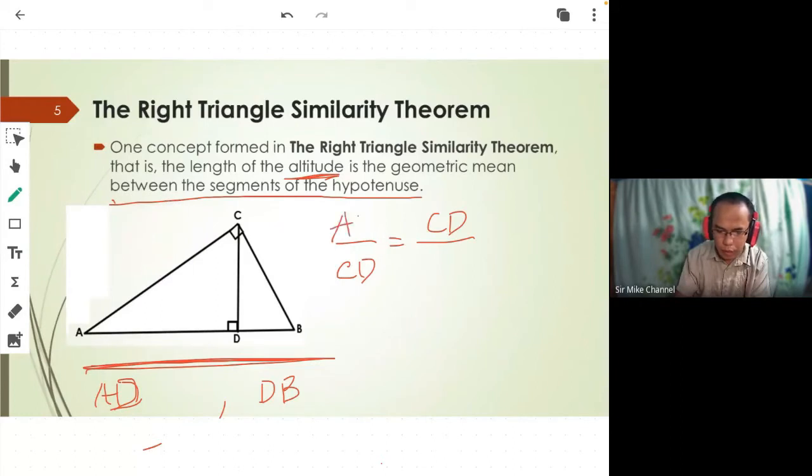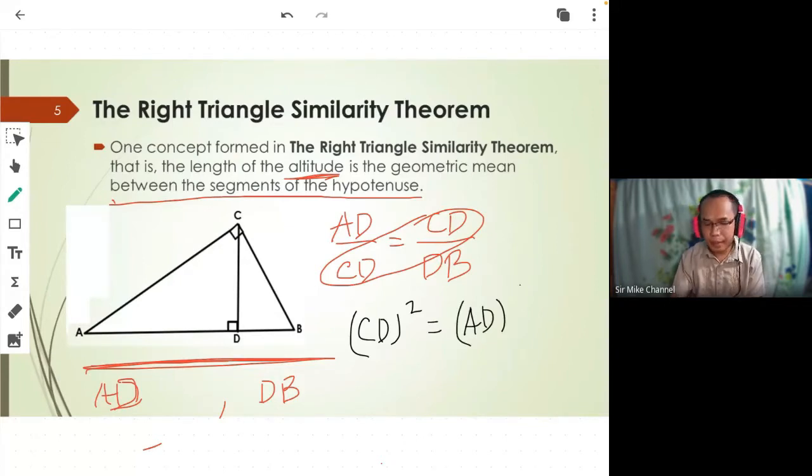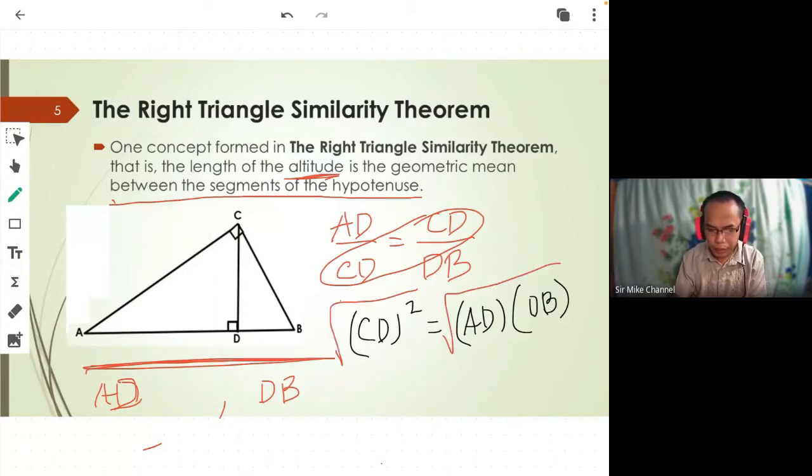AD and B. Okay, so ito yung geometric mean po natin. So if we multiply, magkakaroon tayo, cross multiply tayo. So we have CD squared is equal to yung AD natin times sa line segment na DB. Ayan. So para kung gusto mong isolve yung line segment CD, since meron tayong square dito, extract natin both sides, so kakancel natin yan, so matitira yung CD, and then ito yung formula natin.